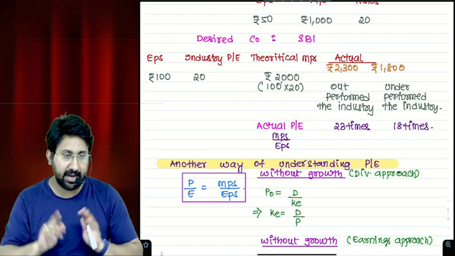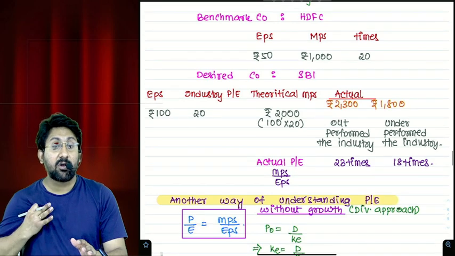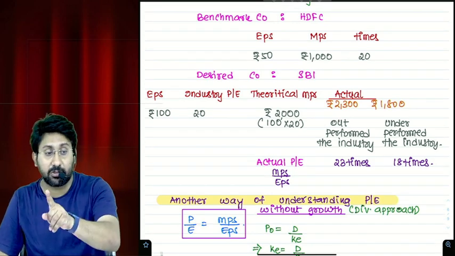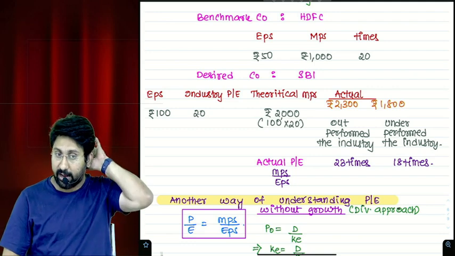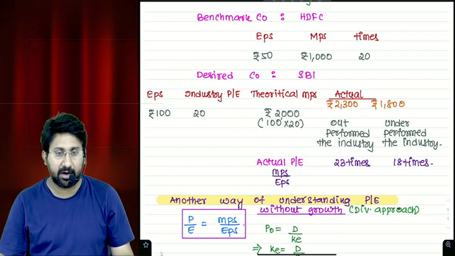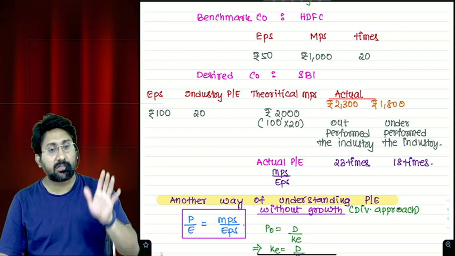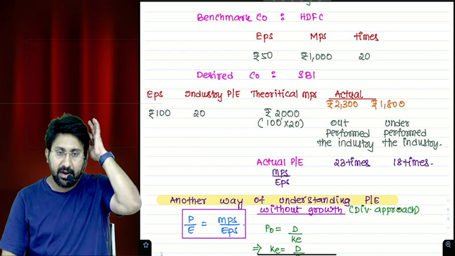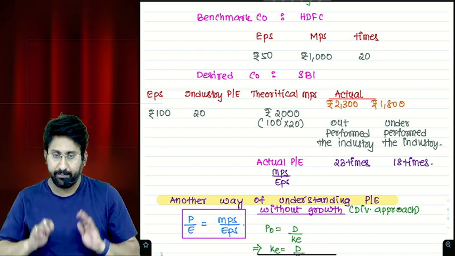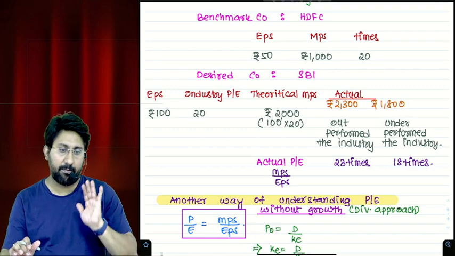This is the basic analysis. The price of SBI will be analyzed on the basis of the industry PE ratio and we will compare it with the actual market prices. Ideally, it should be 2000 as the theoretical market price. We compare it with the actual 2300 and 1800. It can be overpriced sometimes, it can be underpriced also sometimes. This is the thing. Underperform, overperform.